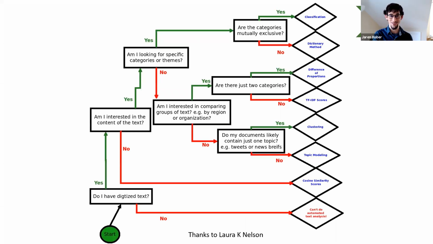Alrighty, here's a complicated looking tree for you that breaks down when to use each of these things. And I don't think we need to torture ourselves over this. It's a really useful tool. So this first thing to think about is, do you have digitized text? Obviously, if you don't have that, you can't do any of this stuff because you need plain machine readable text, right? If you're interested in the content of the text, that's also an important question.